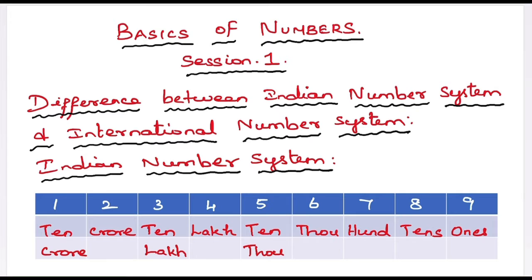In this video, we discuss the difference between the Indian system of numeration and the international system of numeration. The main difference between the Indian system and the international system is the placement of commas. In the Indian system, we use ones, tens, hundreds, thousands, lakh and crores.